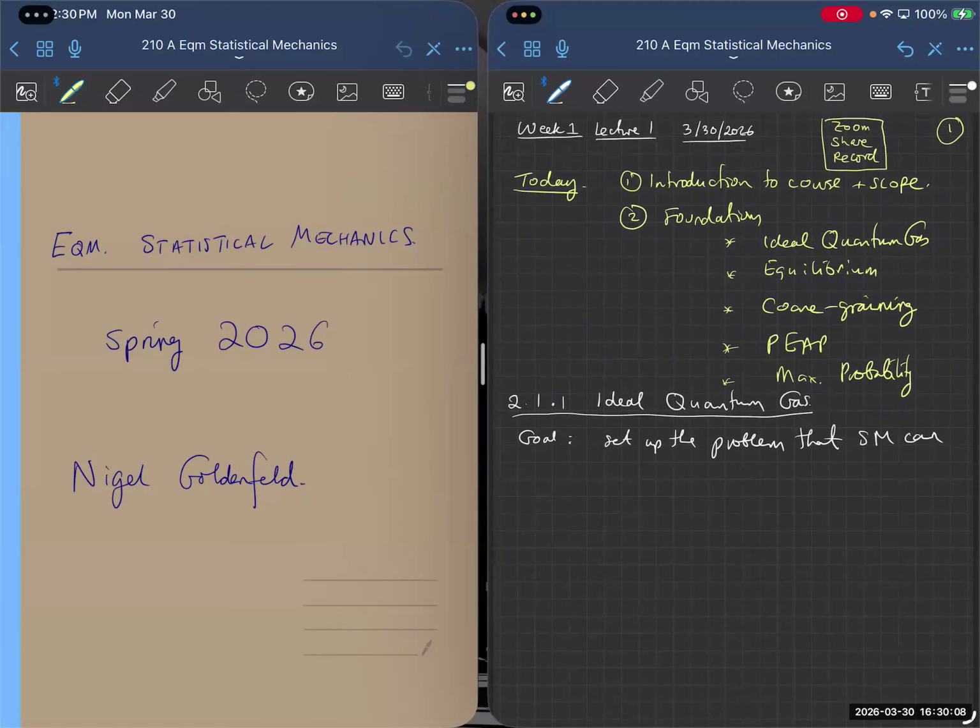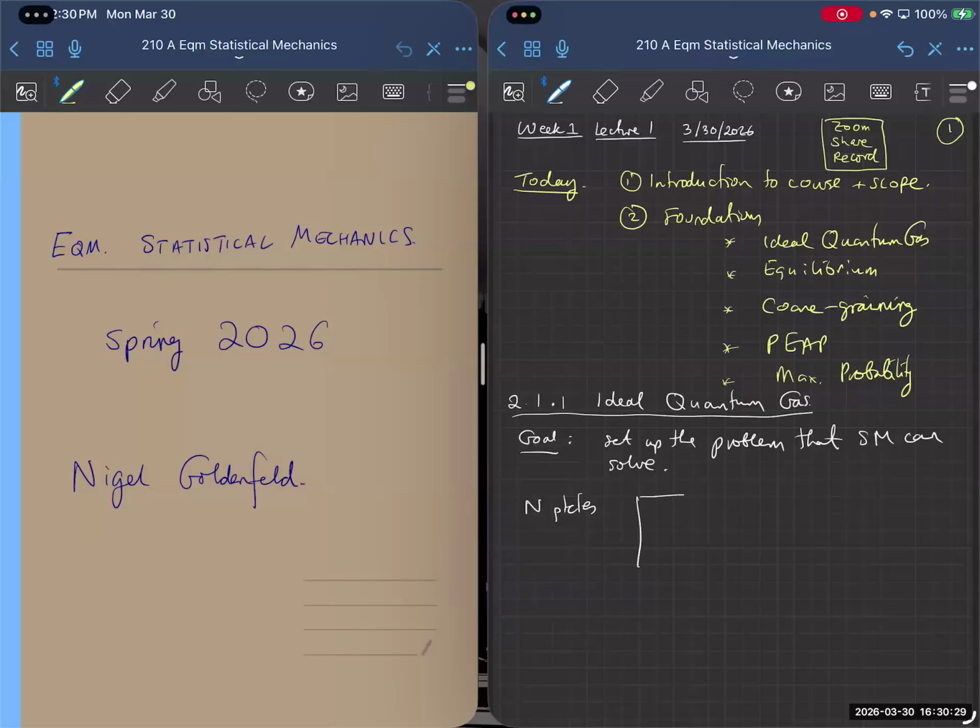Welcome to Statistical Mechanics. We are going to get started after I've given you the introduction about the course. Now we're going to talk about real physics. We're going to set up the problem that statistical mechanics can solve for an ideal quantum gas. So an ideal quantum gas is the following. We have n particles.